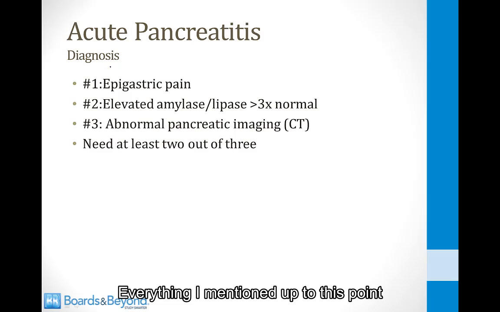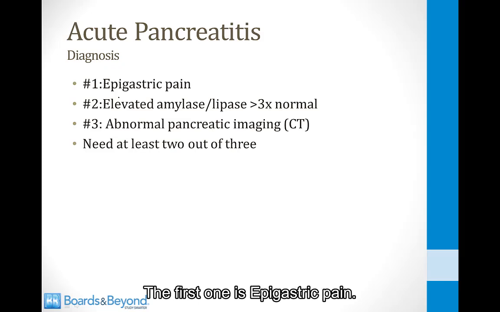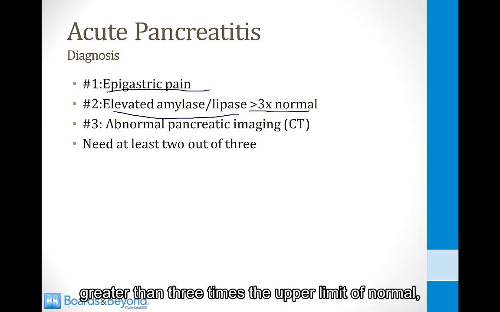Everything I mentioned up to this point are potential abnormalities you can see on lab testing or imaging, but technically to make the diagnosis of acute pancreatitis, there are three criteria. The first one is epigastric pain. The second is an increased level of serum amylase or lipase greater than 3 times the upper limit of normal.